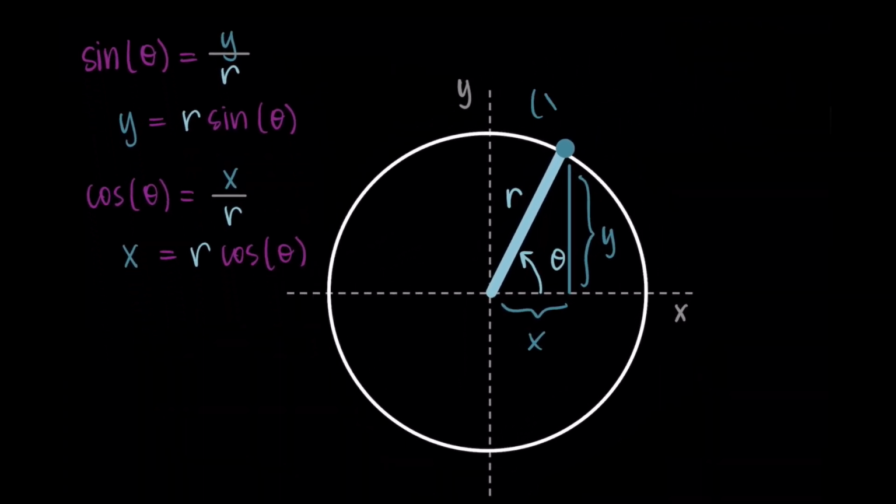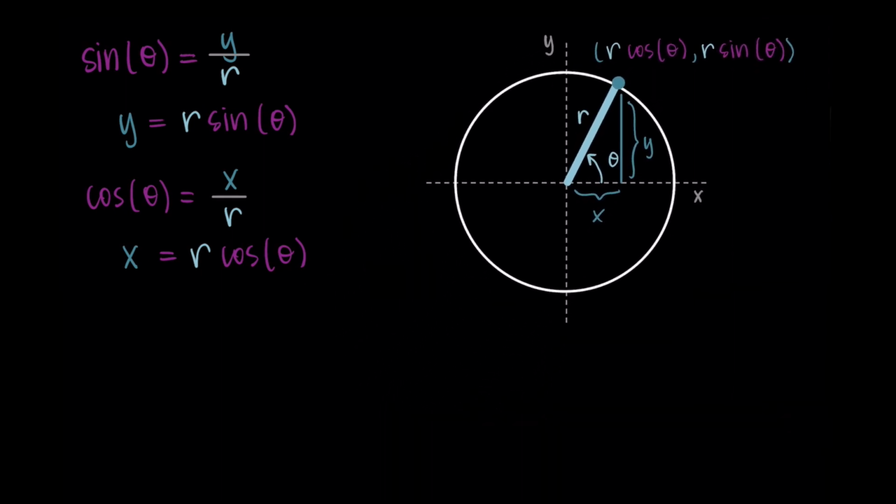So this means that in our picture here, instead of the point x, y, we could actually label it as r times cosine theta for our x and r times sine theta for our y. So these cosine and sine functions give us information about the x and y.